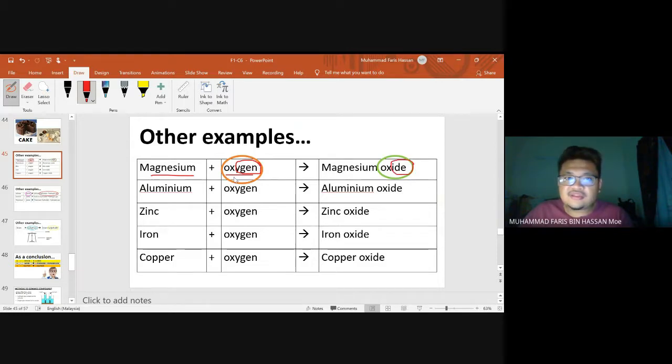the ending of this word. This is oxygen, so we just need to change the -gen at the end of oxygen to -ide. So it will form oxide. The same goes for the next example: aluminium reacts with oxygen to form aluminium oxide. We still retain the name of the metal used, but for the non-metal, oxygen, it changes to oxide. Zinc reacts with oxygen to form zinc oxide. Iron reacts with oxygen to form iron oxide. And copper reacts with oxygen to form copper oxide.